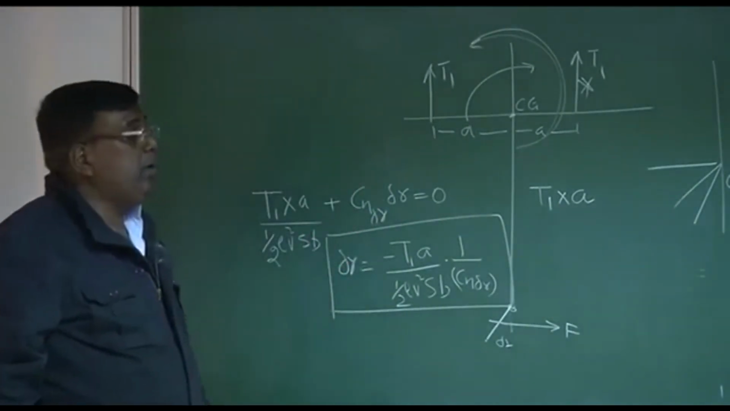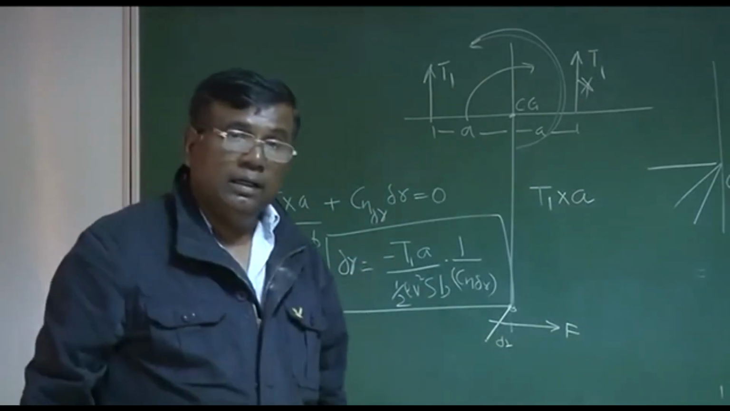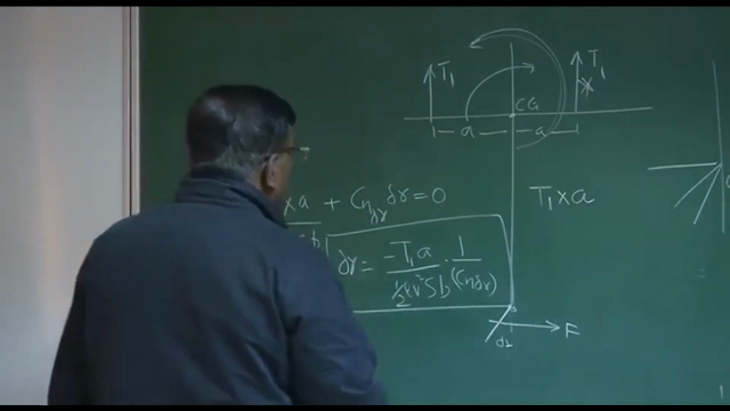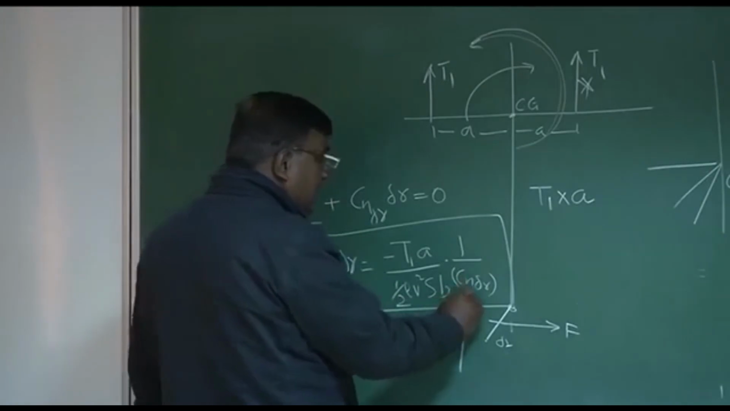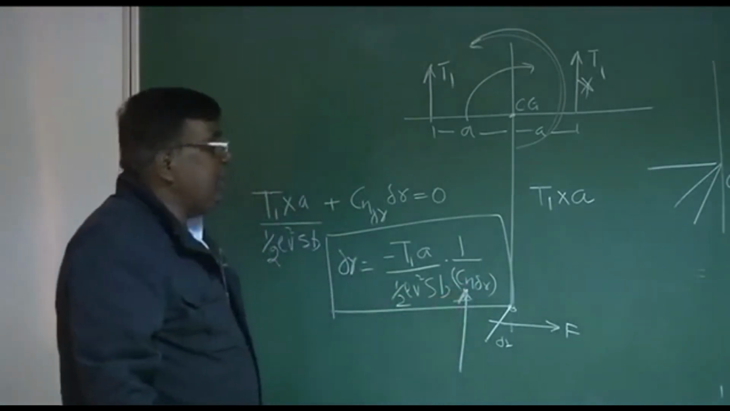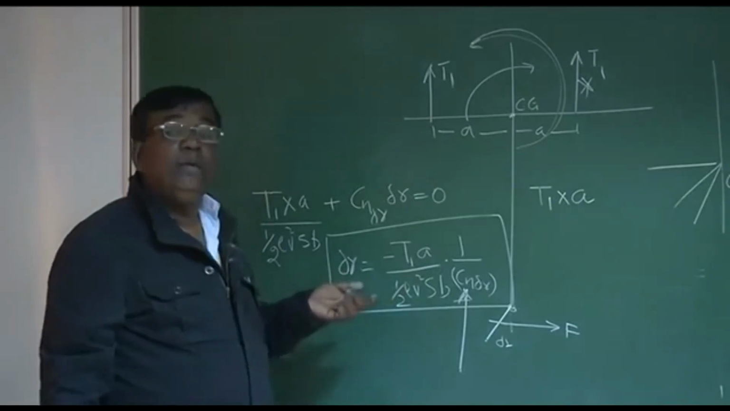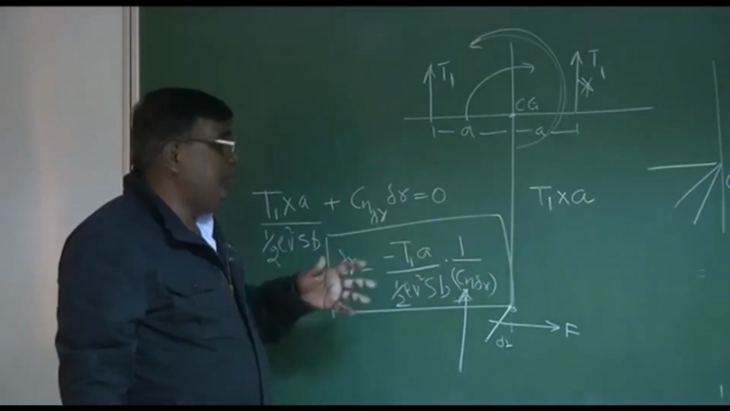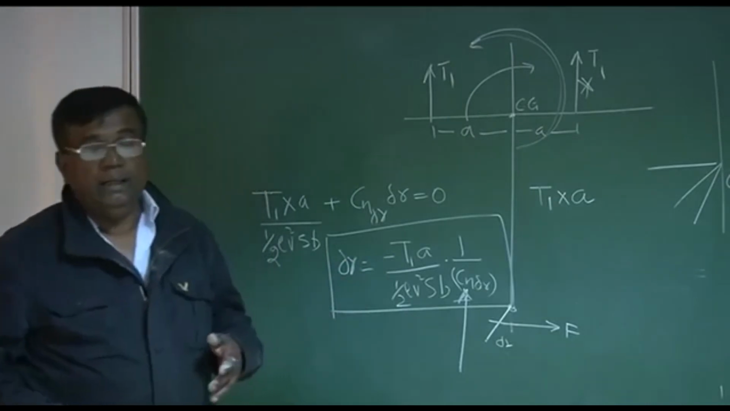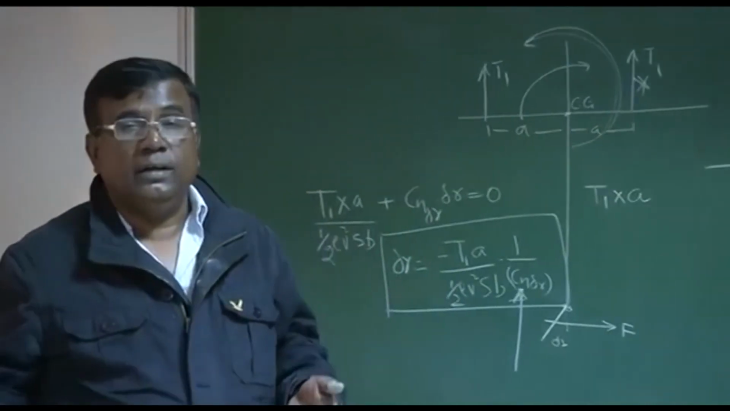This is also one of the important roles of the rudder, and you can understand easily the importance of Cn delta R. If my Cn delta R is high, then the delta R requirement will be less. So that's why you find that many airplanes have got huge rudders, right?